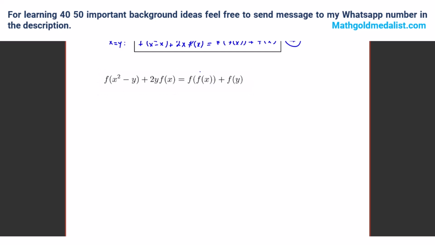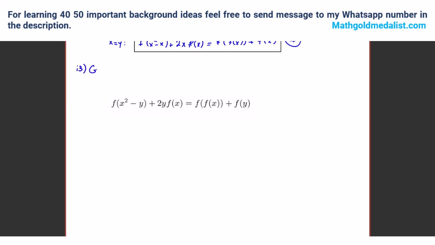Okay, next, when we have an equation like this, and one term is not good, f of x, okay? Sometimes you have a complicated term like this, and we want to get rid of that. So idea 3: get rid of the complicated term. I don't like this, so I consider y1 and y2: 2y1 f of x, and f of x squared minus y2 plus 2y2 f of x.